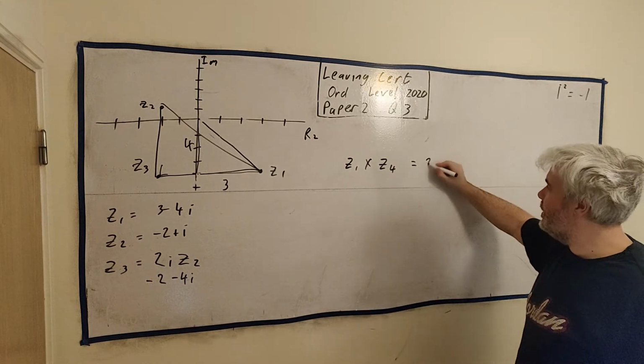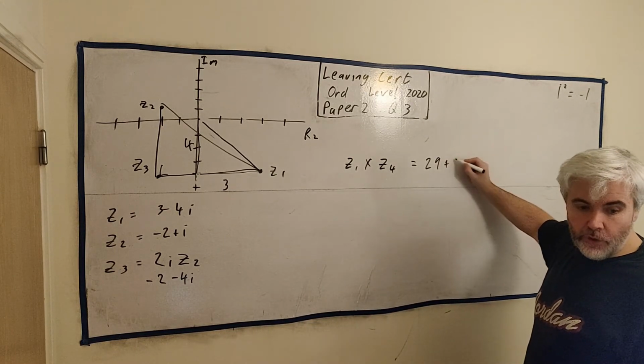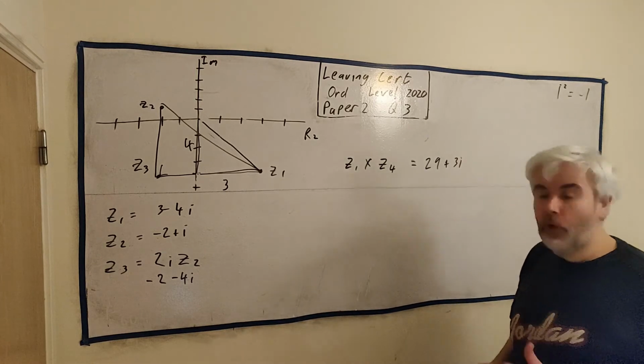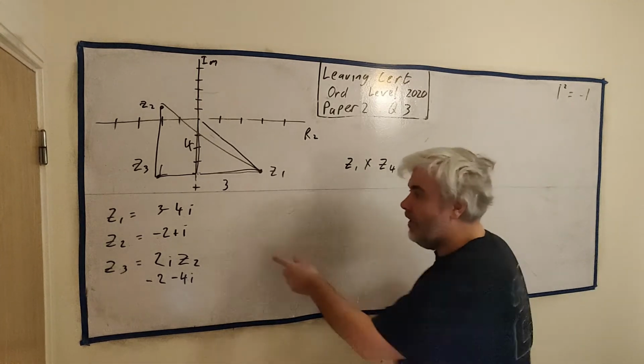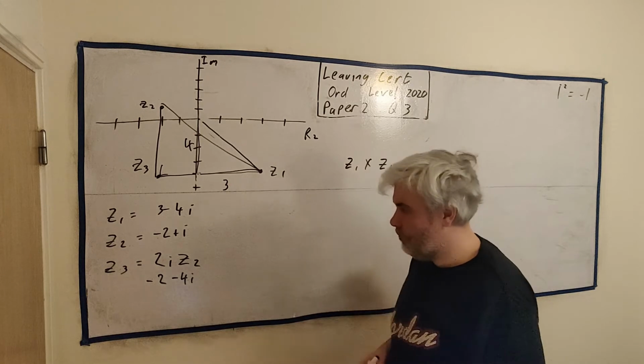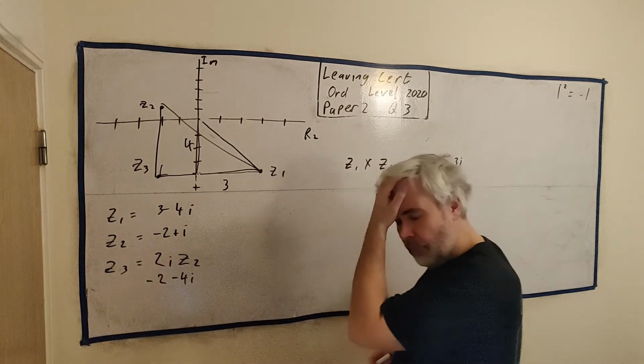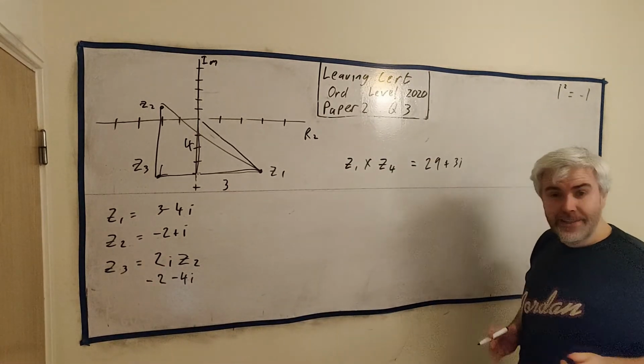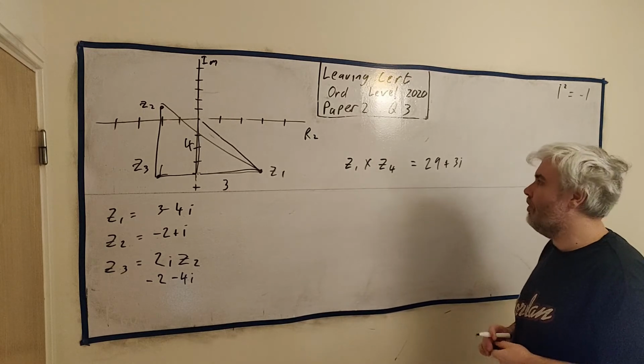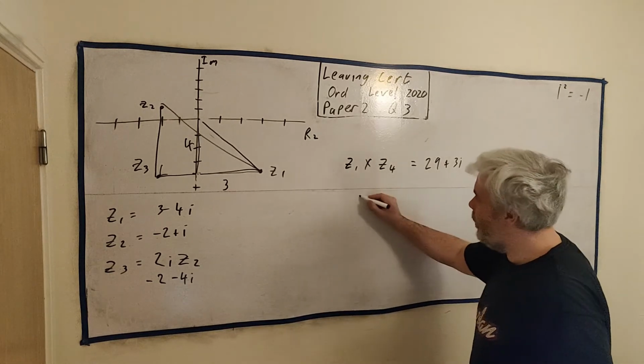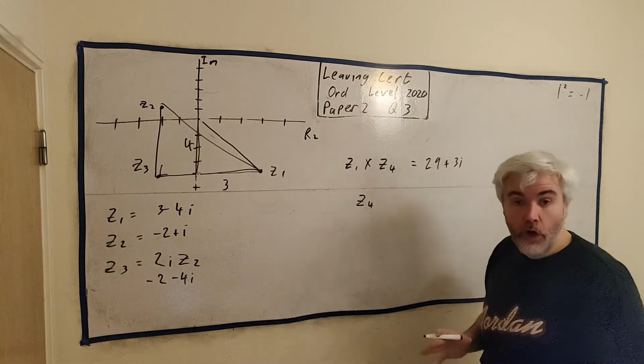Z4 has appeared and it's equal to 29 plus 3i. They would like us to write Z4 in the form of a plus bi, just like they asked for Z3. So how do we do that? It's not as hard as it seems. Lots of students got very confused by this. They just want Z4 on its own.